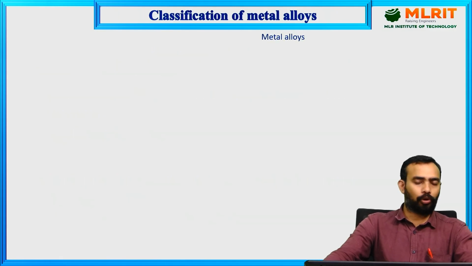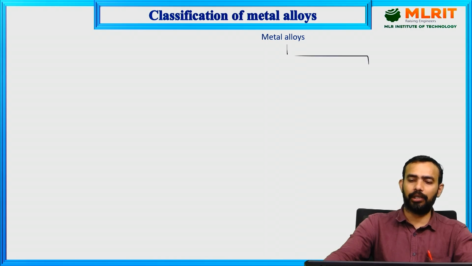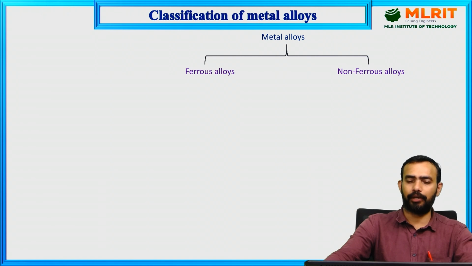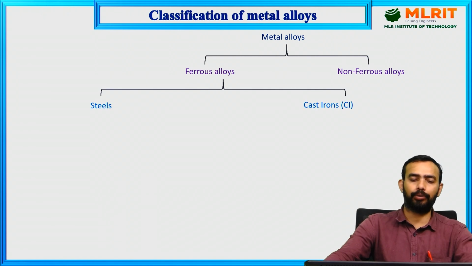If you look at the broad classification of metal alloys as we have discussed, they are primarily divided into two categories based on the base metal: ferrous alloys with iron, and non-ferrous alloys without iron as the base metal. Further, ferrous alloys can be classified into cast irons and steels. So we have the steels here and we have cast irons both.